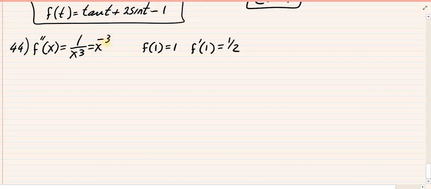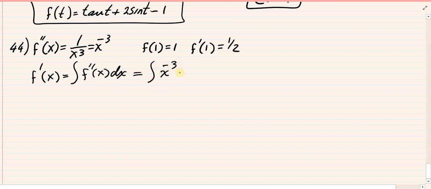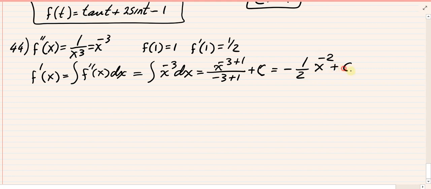So we can use the power rule of the integrals. F prime x, first derivative, is going to be the integral of the second derivative. In other words, the antiderivative of f double prime is f prime with respect to x. That means I have to integrate x to negative 3 dx, and using the power rule, that's going to be x to negative 3 plus 1 over negative 3 plus 1 plus a constant. And that makes it negative 1/2 x to negative 2 plus a constant.